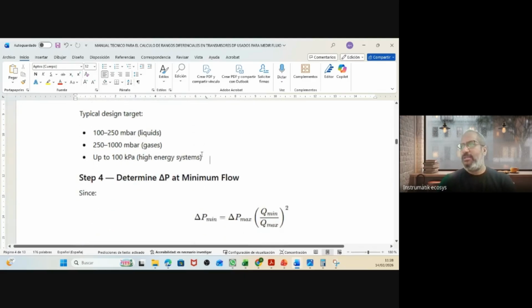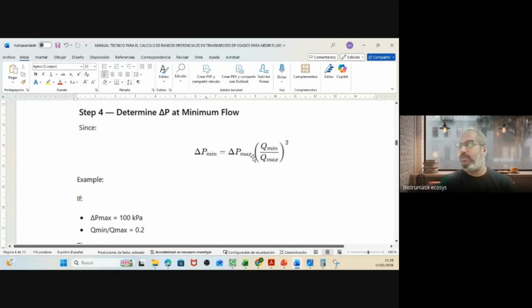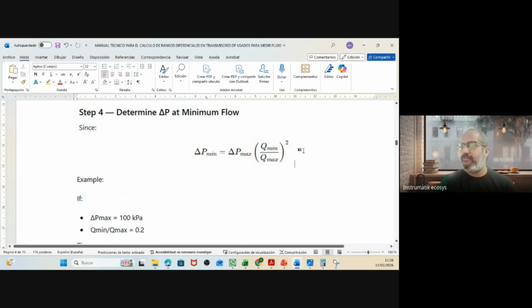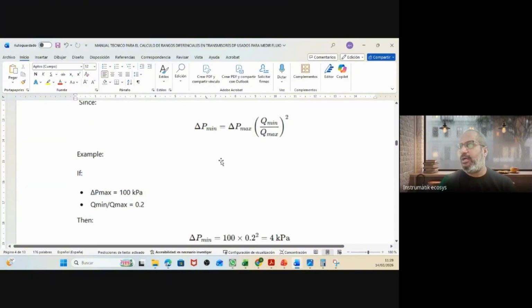After that, with delta P maximum known, you calculate delta P minimum with this formula. All these formulas are very reliable because they come from the ISO 5167 standard, which is a world-class standard. So the template that I have, and that I'm going to share with you for free, is validated for the ISO standard, so it's going to be very accurate, no problem.